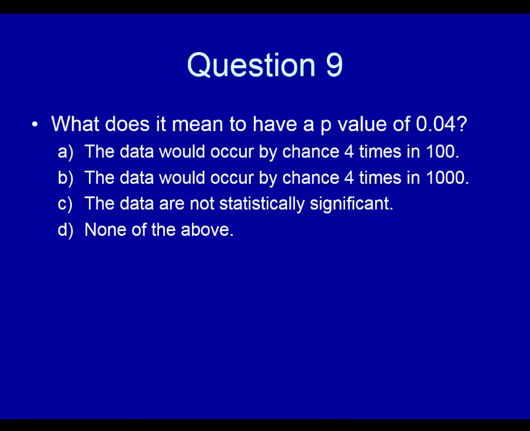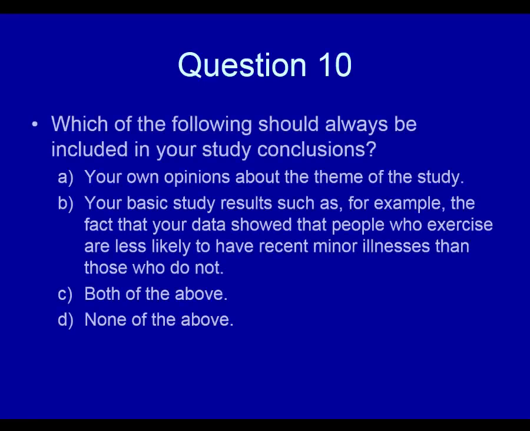A p-value of 0.04 means that the data would occur by chance 4 times in 100. The standard in social sciences is a p-value less than 0.05. 0.04, of course, is less than 0.05. So that p-value would normally be considered statistically significant if you accept that standard of 0.05 as is normal in the social sciences. Here's question 10.